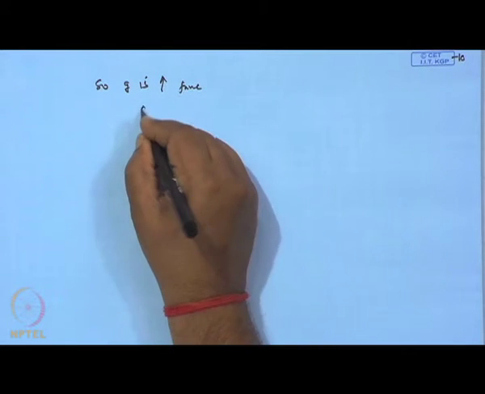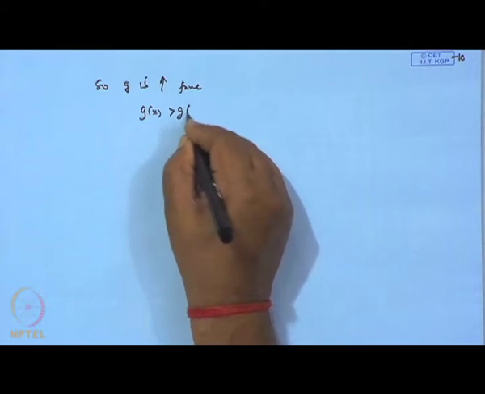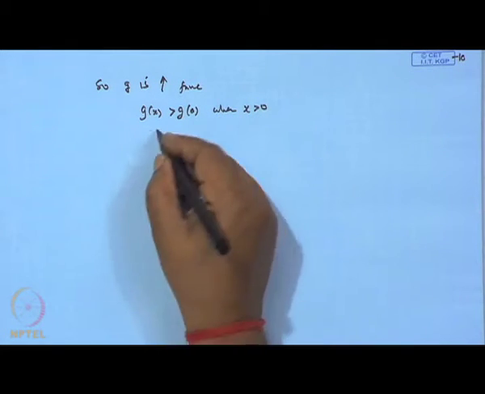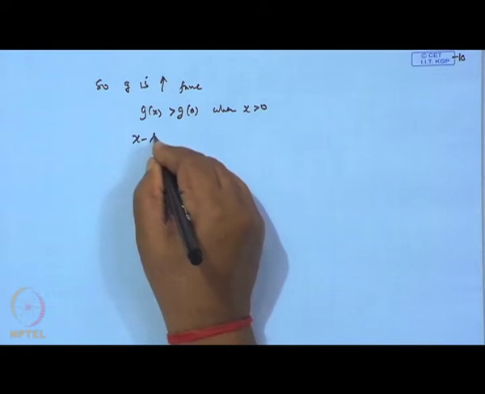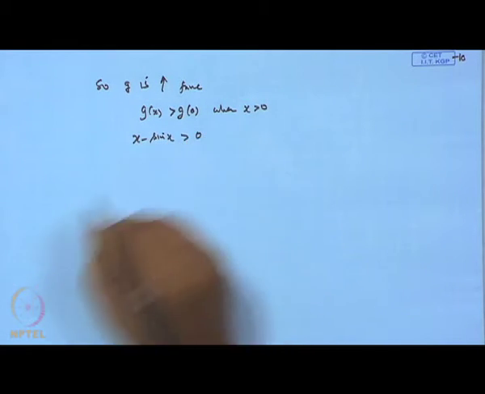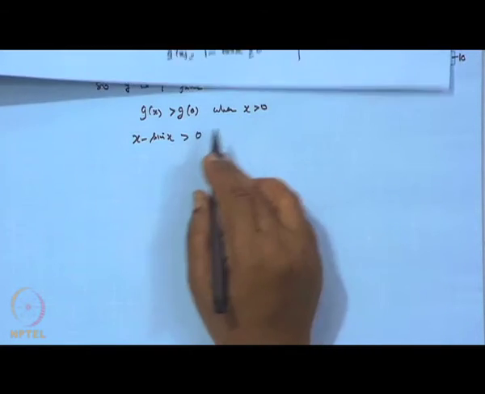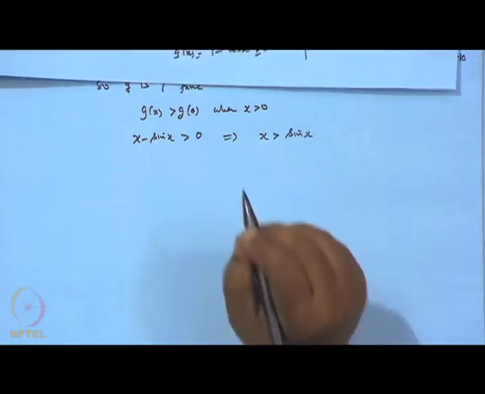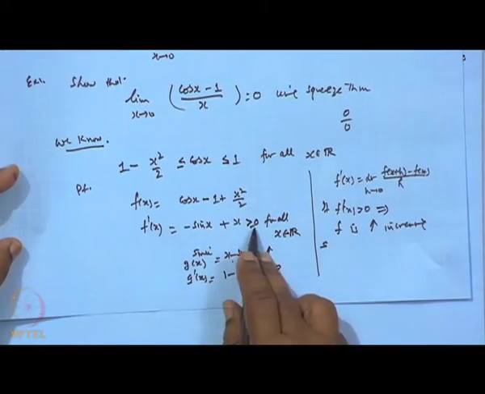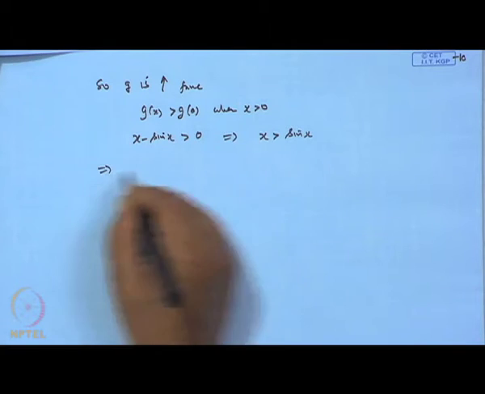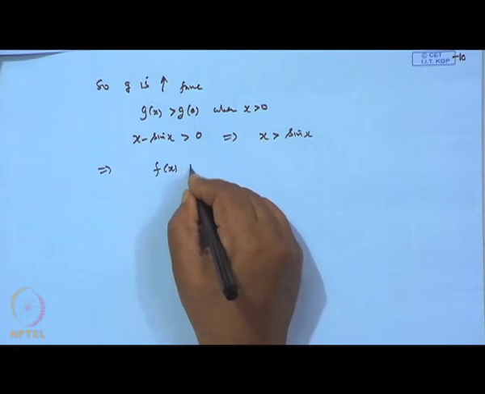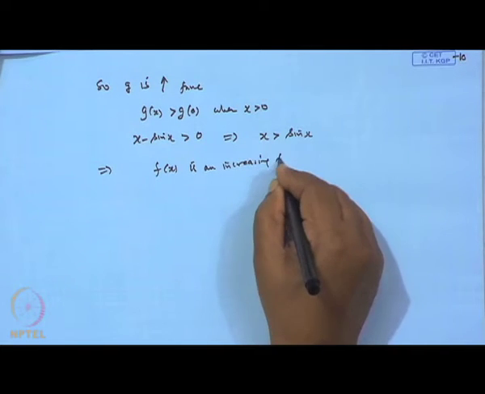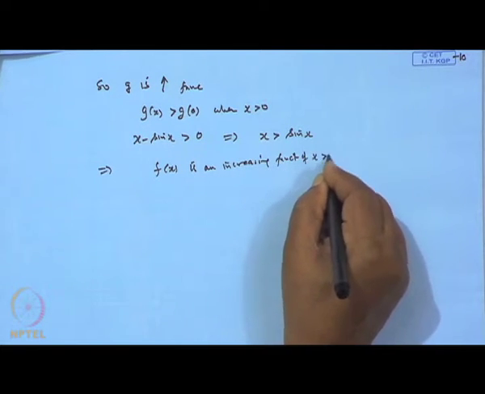Once it is increasing, the value of g will be greater than g of 0 when x is greater than 0. So, when x is greater than 0, we get x minus sin x greater than 0, because the functional value g of 0 is 0. So, this implies that x is greater than sin x. It means sin x will always be less than x. So, this is greater than 0, and this implies the function f is an increasing function of x when x is positive.